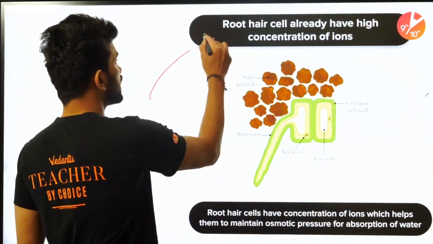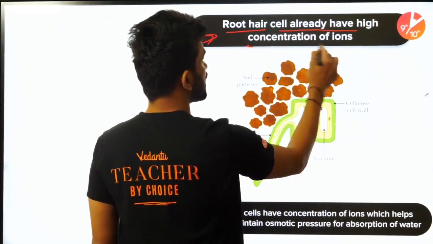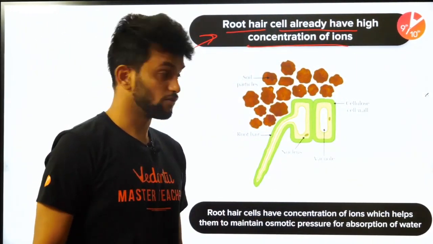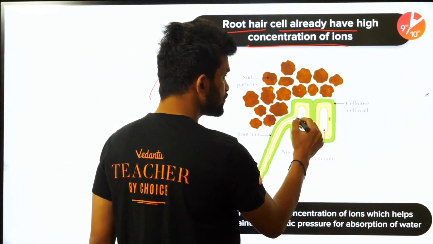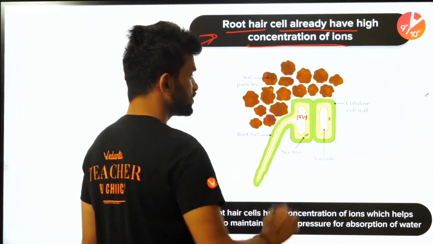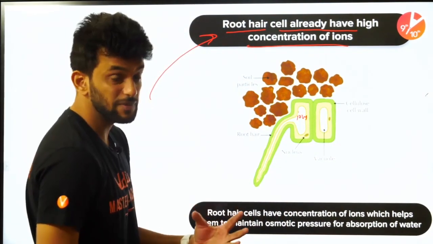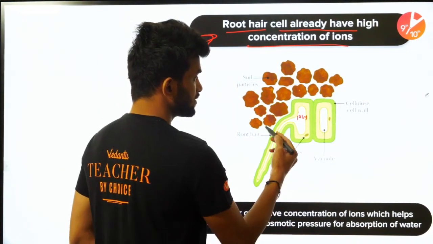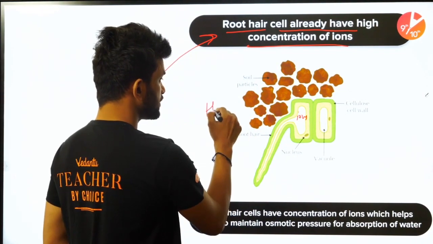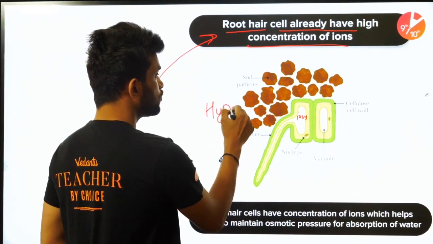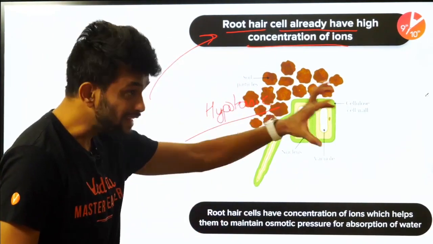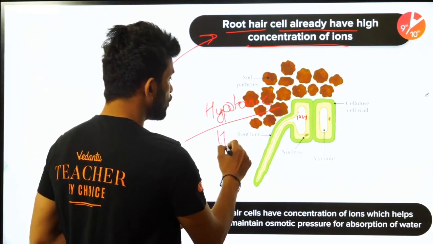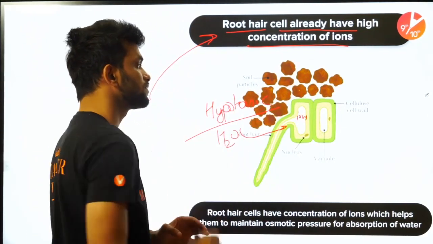Very good. Root hair cell already has a high concentration of ions. What am I trying to say? This root hair cell has a high concentration of ions. That means the outside will become hypotonic to it. So if ions are more inside, what will happen? The water will automatically try to move into the root hair.